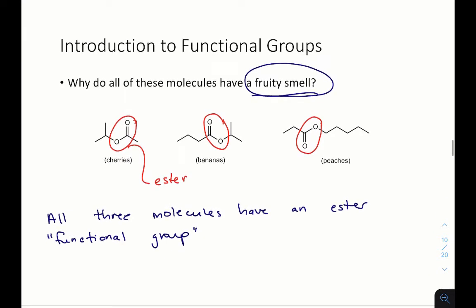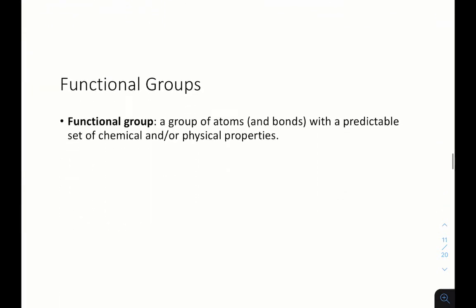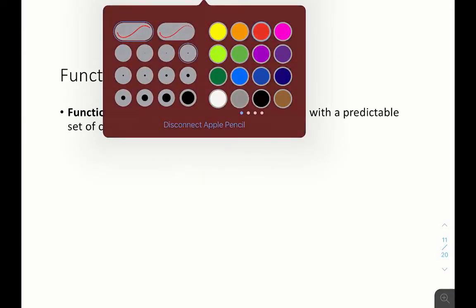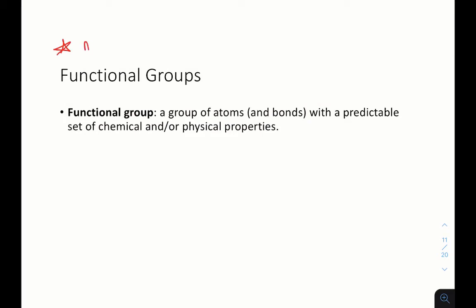What is a functional group? Well, a functional group is a group of atoms and the bonds that connect them with a predictable set of chemical and physical properties. You must memorize these functional groups. For example, if I were to show you this molecule, I would want you to look at it and think, hey, look, there's an ester.